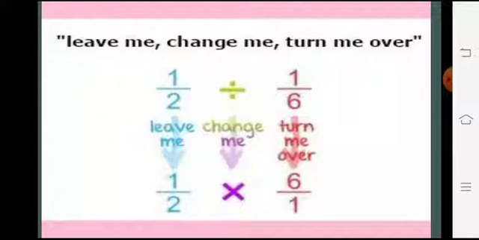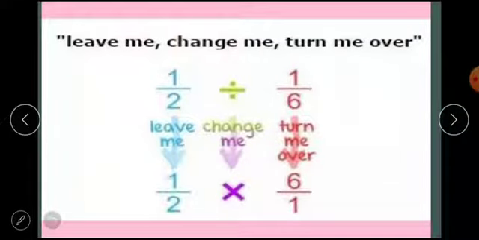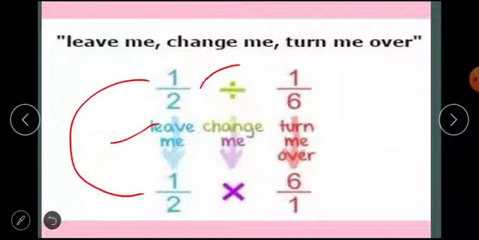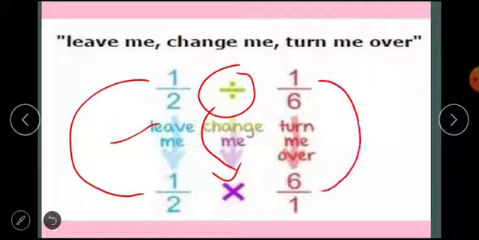If 1 by 2 divided by 1 by 6 is given, then how can you do it? What does the rule say? The rule says: first, leave me, means leave it as it is, so 1 by 2 will be 1 by 2. Second step says change me: change means division changes into multiplication. And 1 by 6 means turn me over. Turn me over means take the reciprocal, so 1 by 6 will be 6 by 1. So after changing the division into multiplication, you will take the reciprocal of the next number.